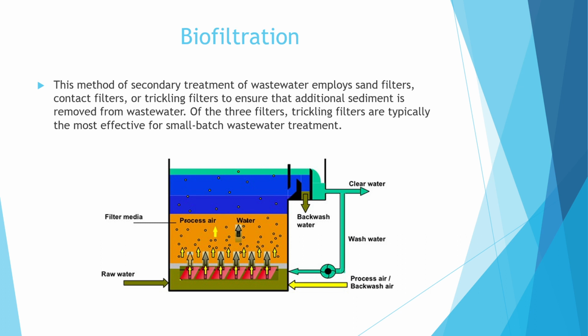There are three other ways of doing the secondary wastewater treatment, which are biofiltration, aeration, and oxidation ponds. The first one, biofiltration. This secondary wastewater treatment method employs sand filters, contact filters, or trickling filters to ensure that additional sediment is removed from the wastewater. Of the three filters, trickling filters are typically the most effective for small batch wastewater treatment.